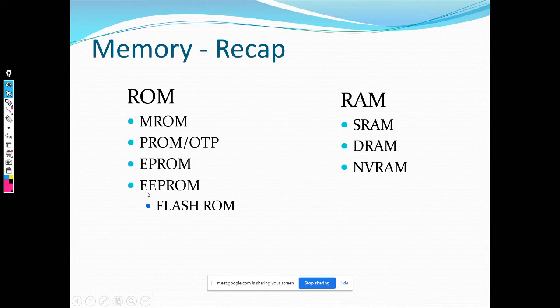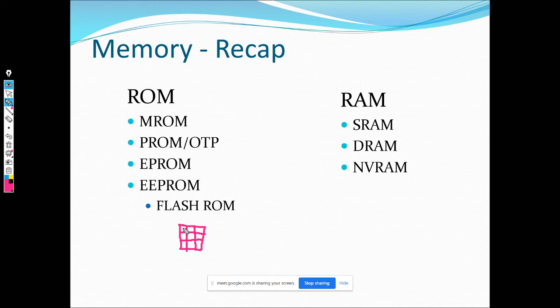One good example of EEPROMs is flash ROM. We all use pen drives, right? Flash memory. That's actually an EEPROM. The way flash memory works is very interesting. It uses EEPROM as its technology, but inside the flash ROM, it is divided into blocks. The small square here is a block of memory. It's not just one bit, but a decent block of memory.